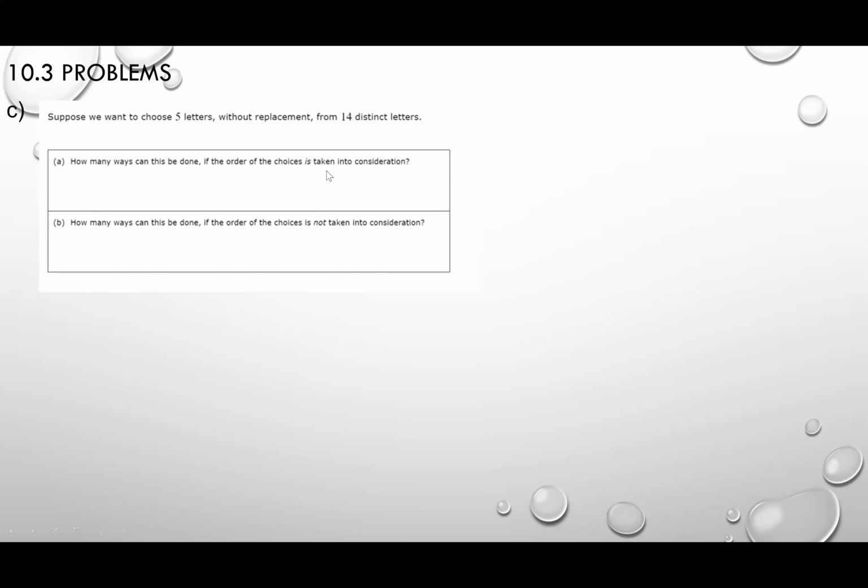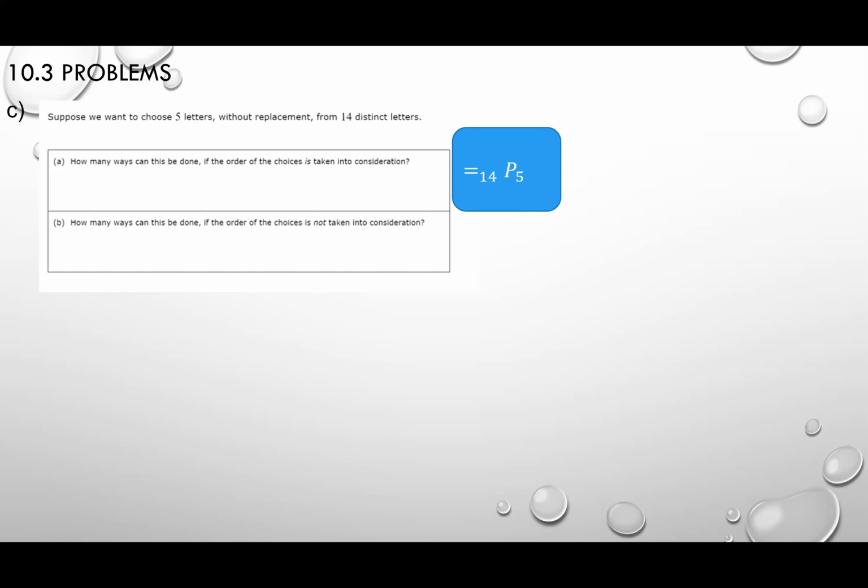And if the order matters, what do we do? Well, all we need to do is use the nPr. And the nPr meaning, again, what is my n? My n is 14, the total letters. The r is my 5.